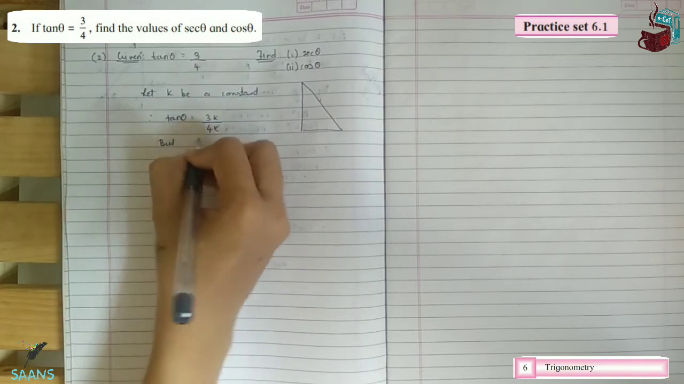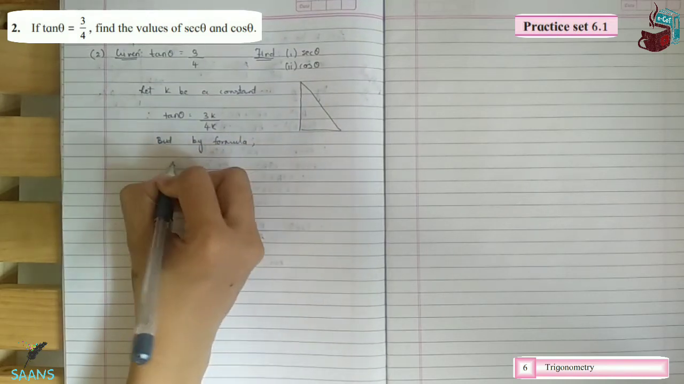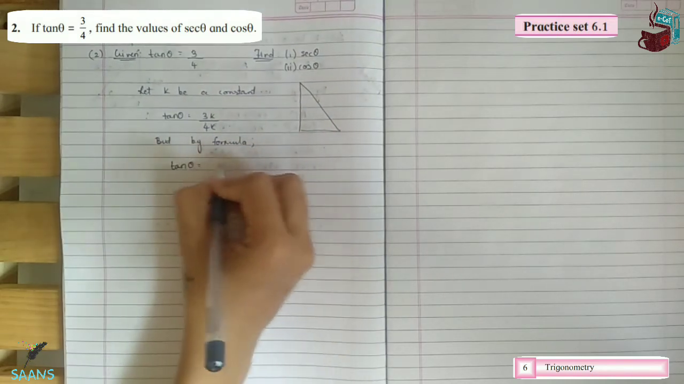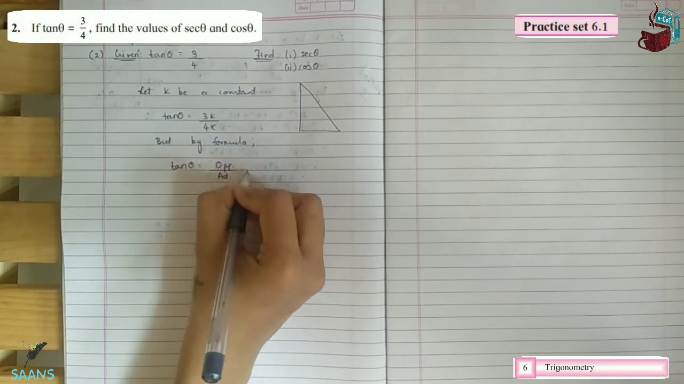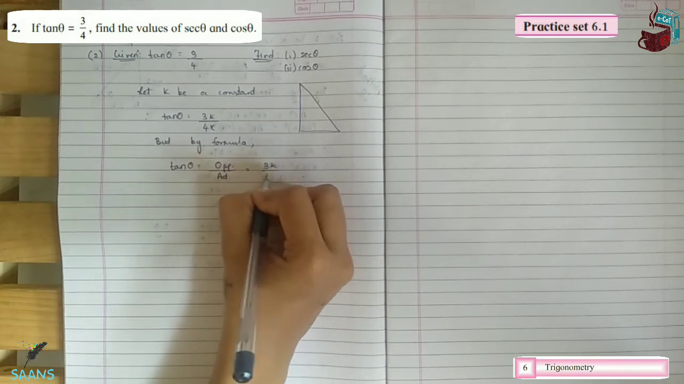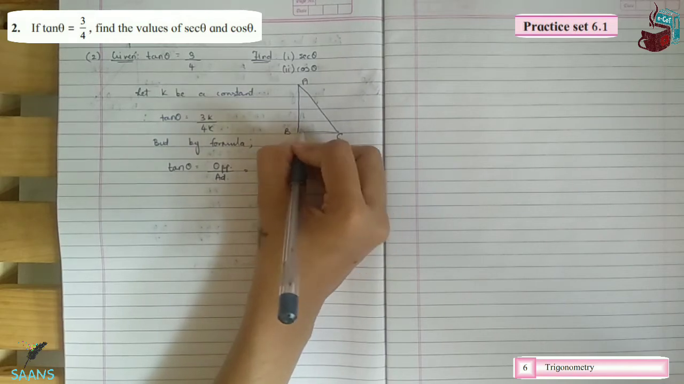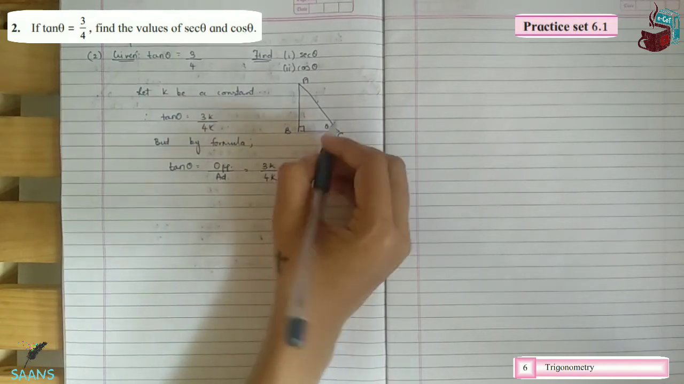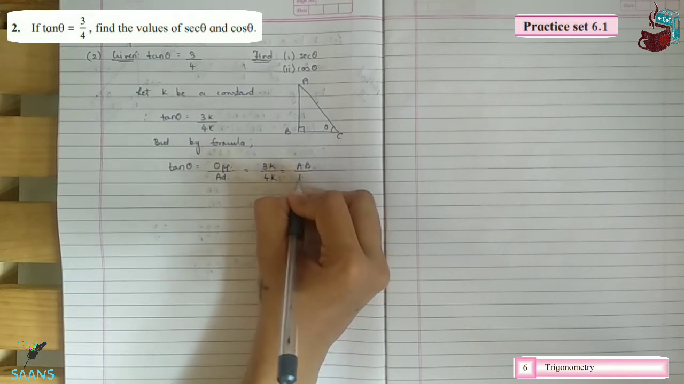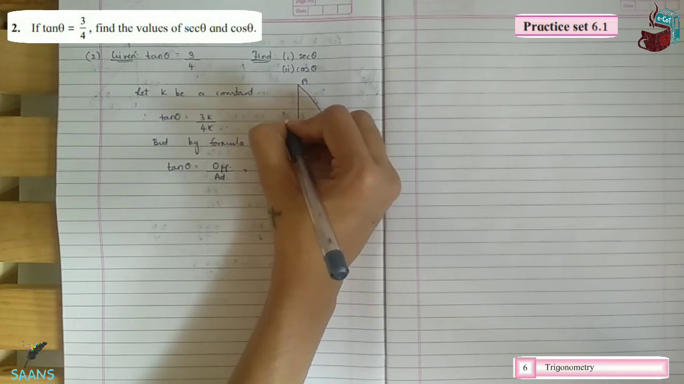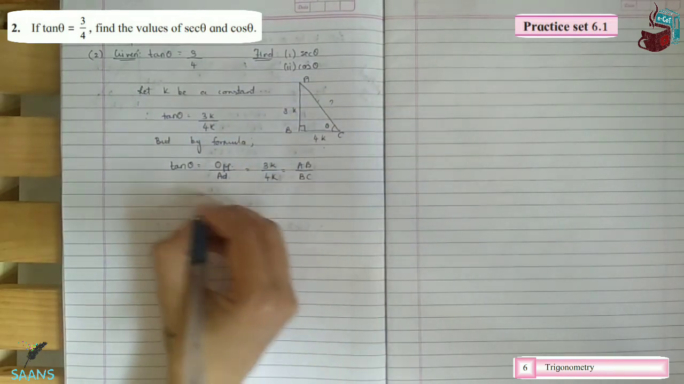By formula, tan theta is equal to opposite side upon adjacent side, that is 3k upon 4k. Now, if ABC is your triangle, this is theta, then your opposite side will be AB and your adjacent side will be BC. So opposite side is 3k, adjacent side is 4k. We have to find AC.